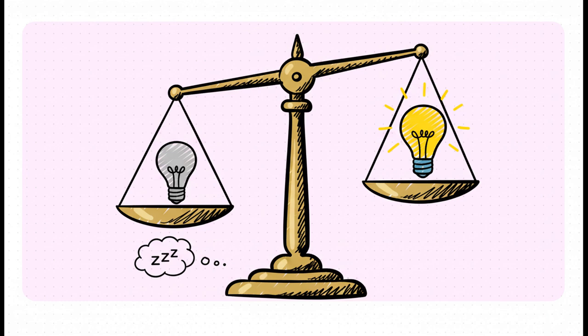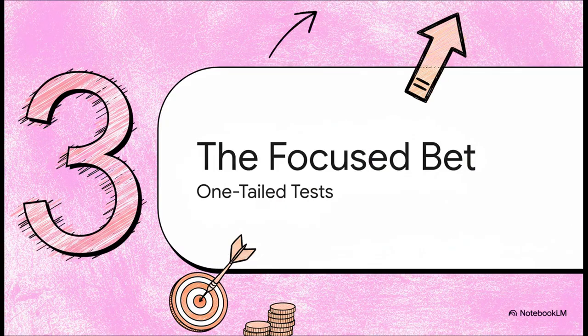Then, on the other side, you have the alternative hypothesis, H1. This is your big idea, the exciting claim you're hoping to prove, that there is a real effect. Our entire goal is to see if we have enough evidence to reject that boring null hypothesis and embrace our new alternative. Now let's get to the main event.